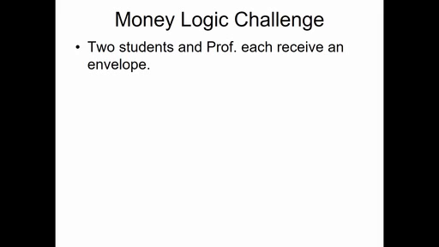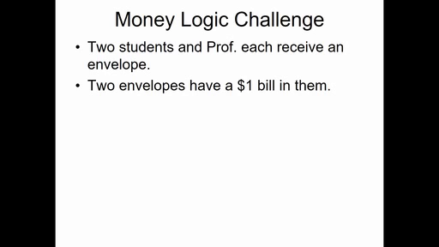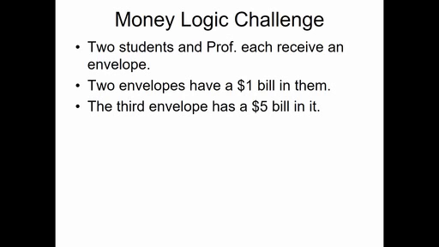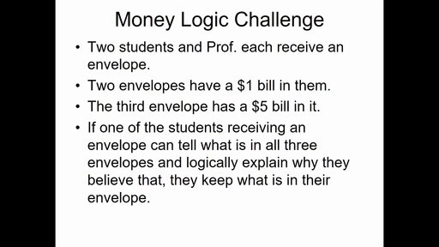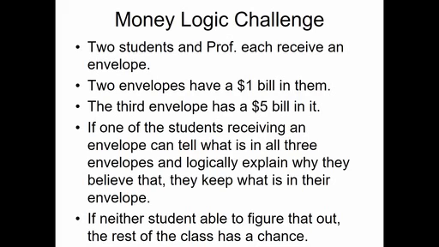I've got 3 envelopes. The 2 students and I each receive an envelope. 2 of the envelopes have a $1 bill in them. The 3rd envelope has a $5 bill in it. If one of the students receiving an envelope can tell what is in all 3 of the envelopes, in other words, mine and the other student's, and then logically explain why they believe that, they get to keep what's in their envelope. If neither student is able to do that, the rest of the class will have a chance.